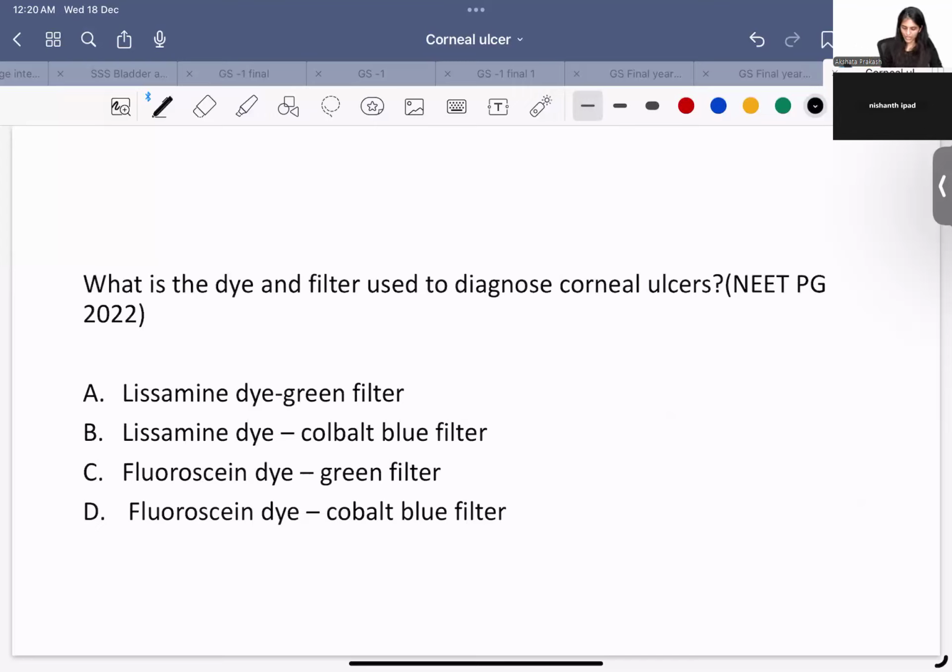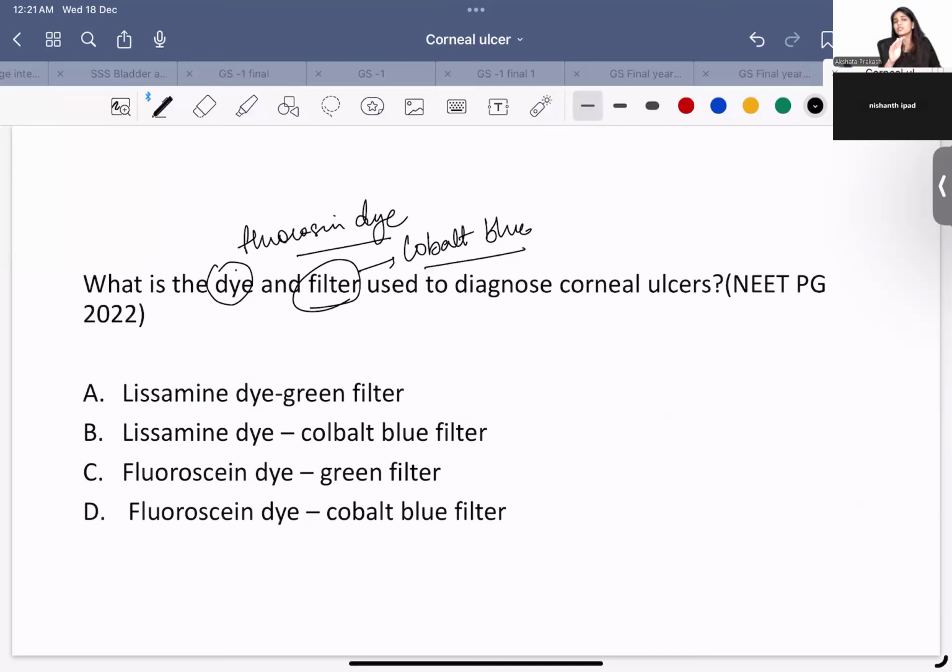Please remember the dye used here is always fluorescein dye. It has to be fluorescein dye and the filter has to be cobalt blue. You would remember seeing a corneal ulcer, which appears a little green. So you say it is a green filter. It is not a green filter. It is the cobalt blue filter. The corneal ulcer appears fluorescent green in color, but it is not a green filter. Most of you who have attempted this have written this. This is not your right answer. This is your correct choice. This fluorescent dye, cobalt blue filter. This has to be the correct answer.